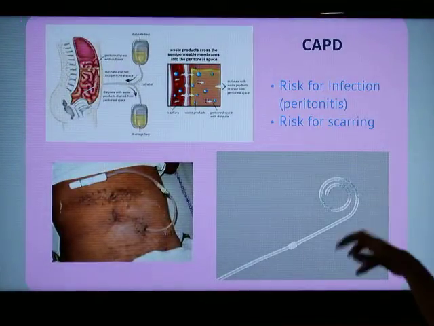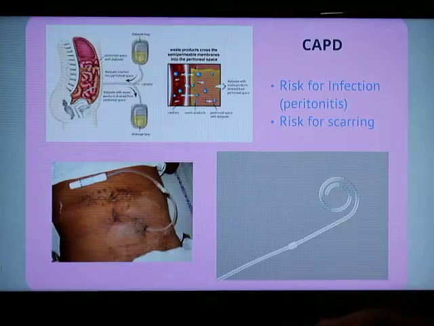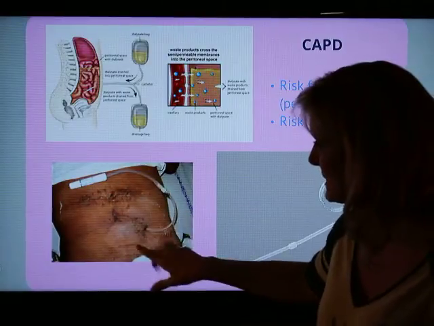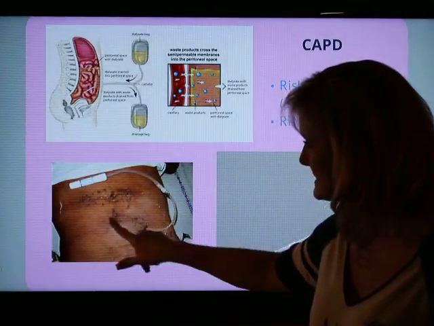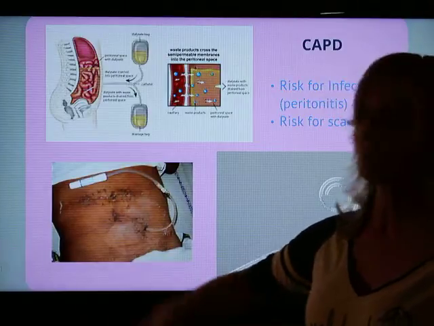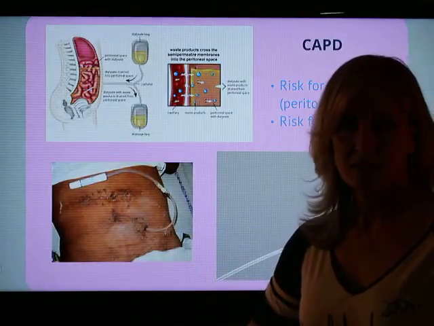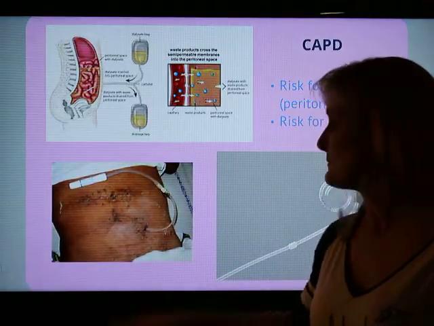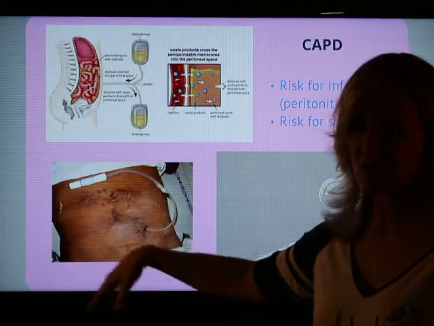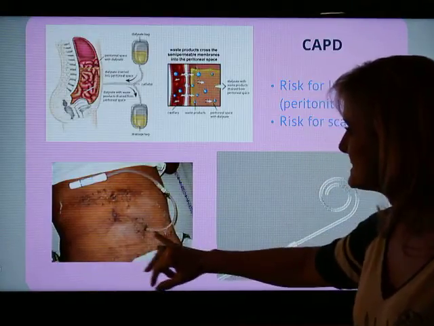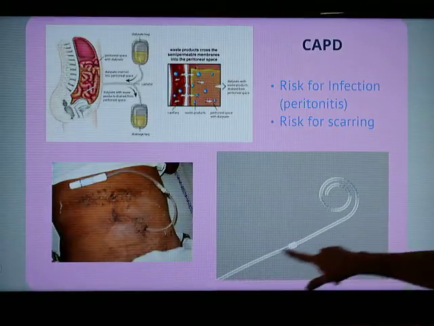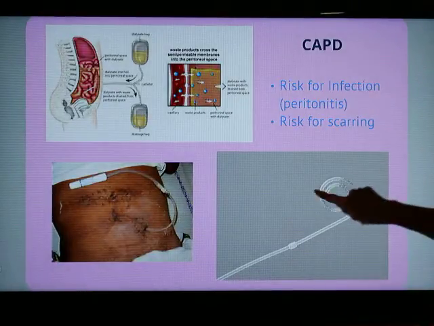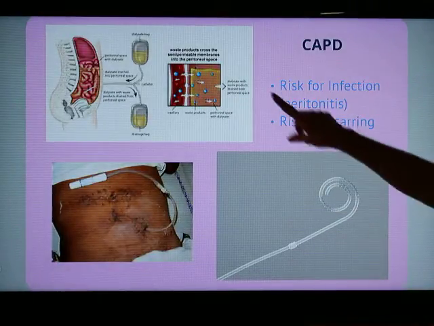Okay, now continuous ambulatory peritoneal dialysis, this is what this looks like. And you can see here, see all this scarring? This guy has obviously had his catheter switched around a lot because of probably scarring or infection or something like that. But this is the tube. This is what it looks like. You can see it's really long, and there's lots of big holes in it down here.